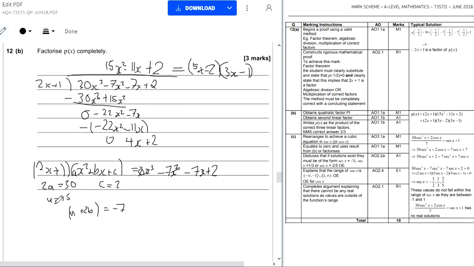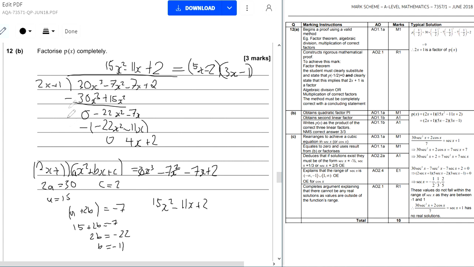So we know what a is. To find out b, I can just sub it in. So 15 plus 2b equals minus 7. So 2b equals minus 22. So b is minus 11. And so if I plug in all these values I've got, we've got 15x squared minus 11x plus 2. Which, you know, this can be sometimes quicker. So it's really up to you. But we get the same solution anyway.